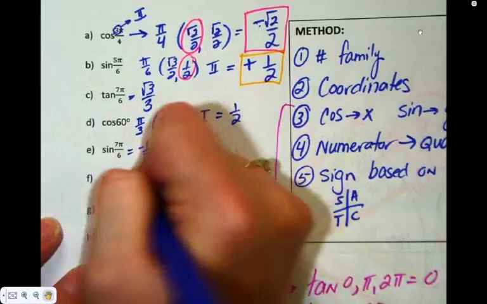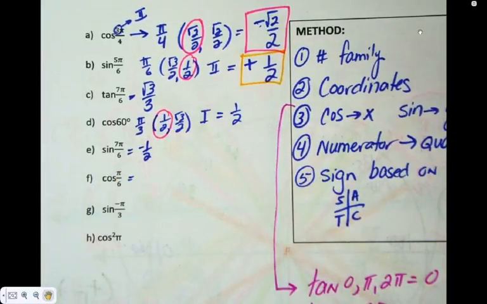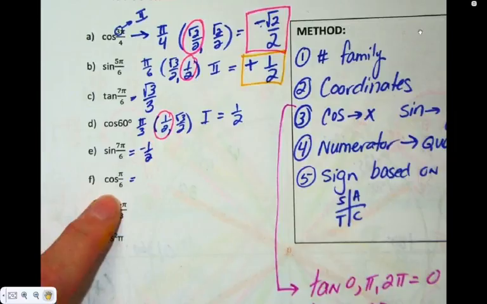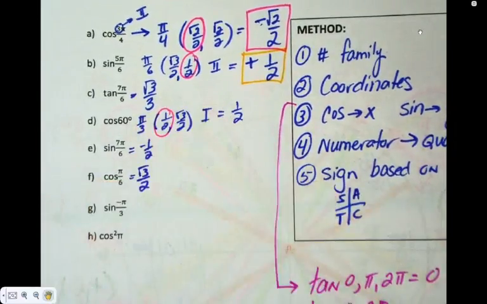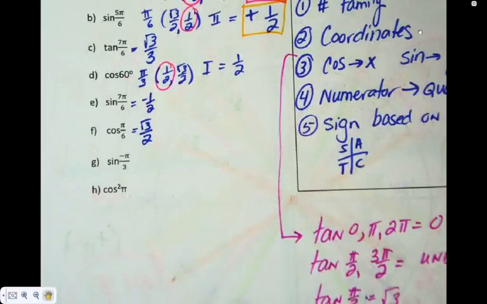Cos of pi on 6. Pi on 6 family is root 3 on 2, 1/2. Which one do we want? Root 3 on 2. Pi on 6 is what quadrant? Quadrant 1. Cos is, final answer, root 3 on 2. Negative, uh-oh. Okay, ignore the negative. Just pretend it's not there.